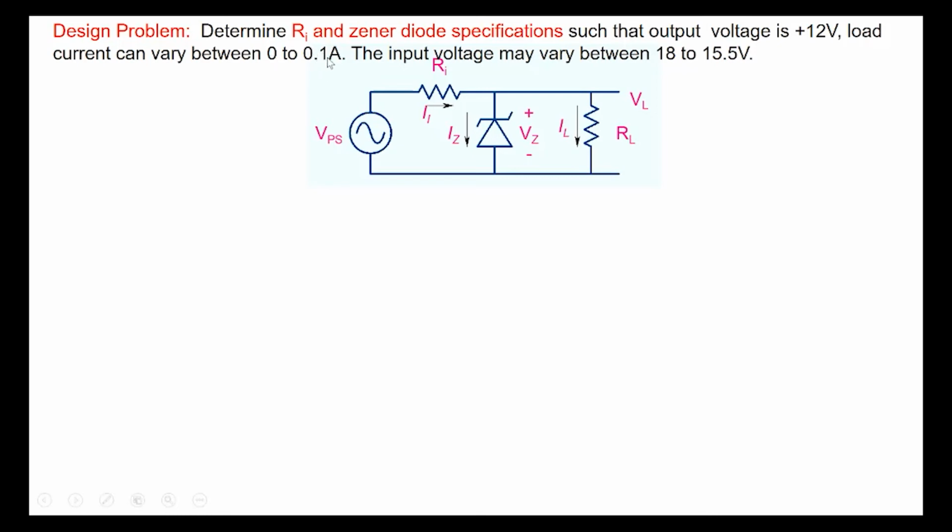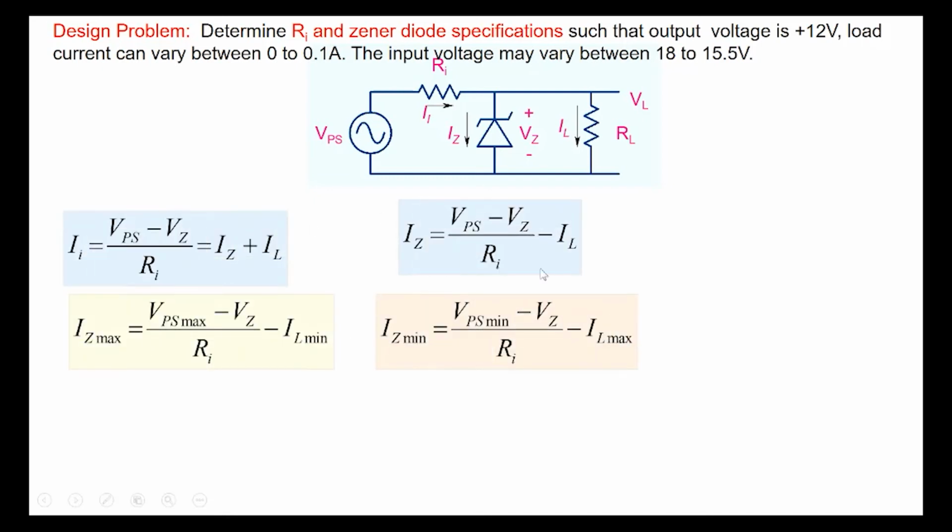IL maximum depends on the application here. So in this case IL will go from 0 to 0.1 amperes, and input is varying from 18 to 15.5 volt. Input is varying between these. And we have to design this particular circuit, which means we have to determine a suitable value of Ri, and we have to determine the specifications of the Zener, or we have to determine the currents and voltages associated with Zener so that we can select an appropriate Zener diode.